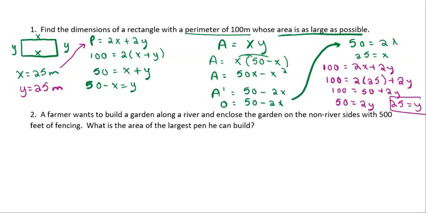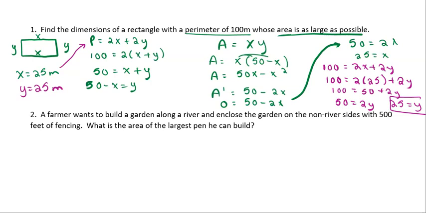Let's try another one. A farmer wants to build a garden along a river and enclose the garden on the non-river sides with 500 feet of fencing. What is the area of the largest pen he can build? All right, so we read our problem. Let's see if we can figure out some of our given information so that we can draw a picture.